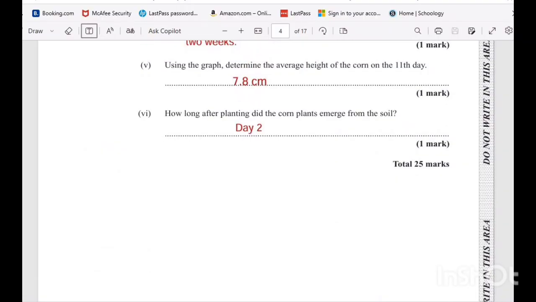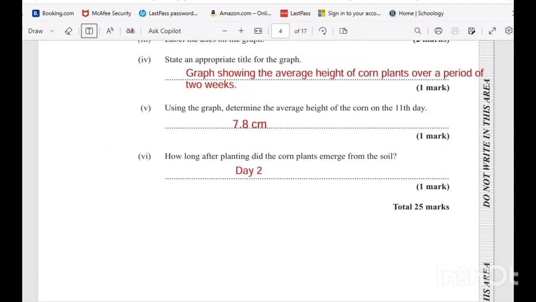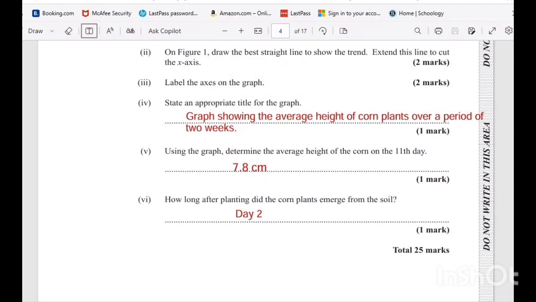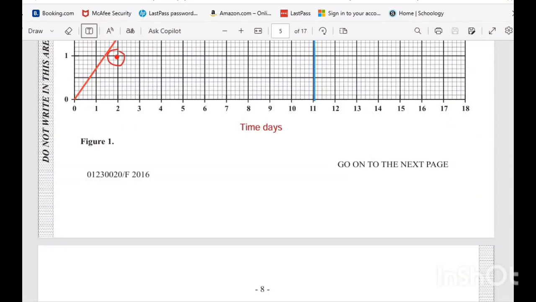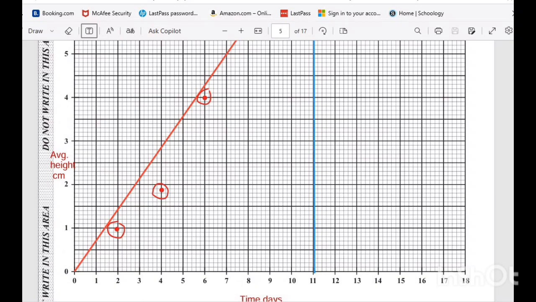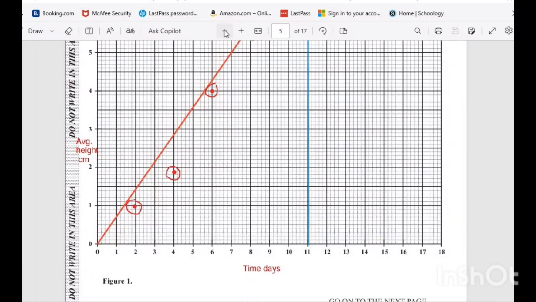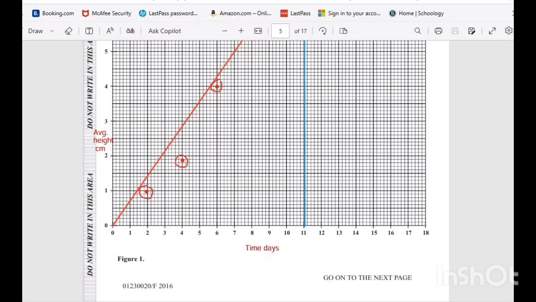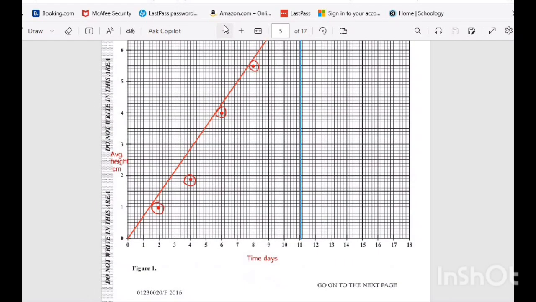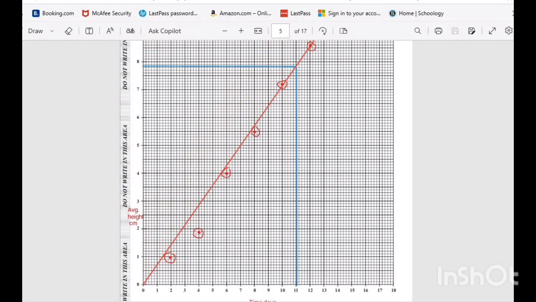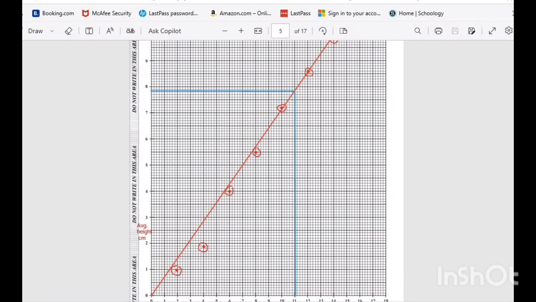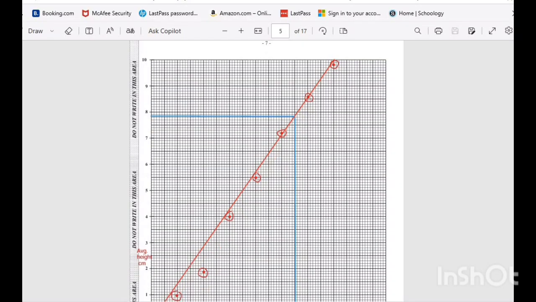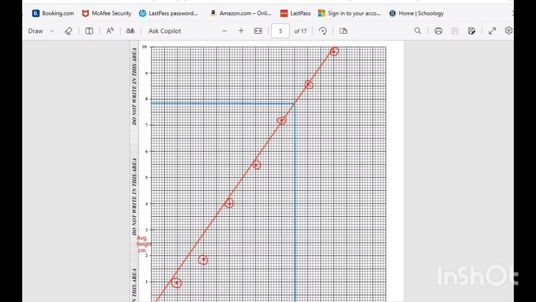Now that is worth 4 marks. The next part of the question asked us to draw the best straight line to show the trend, and you must extend the line to cut the x-axis. So this is what we did, people. We drew the straight line, the red one. Let me zoom out so you can see how it goes all the way up, right? It should start at the origin and go all the way up as it extends on your graph paper, right? So your best straight line, young men and women, must be drawn with a ruler. So please make sure you go to your exam with a ruler.